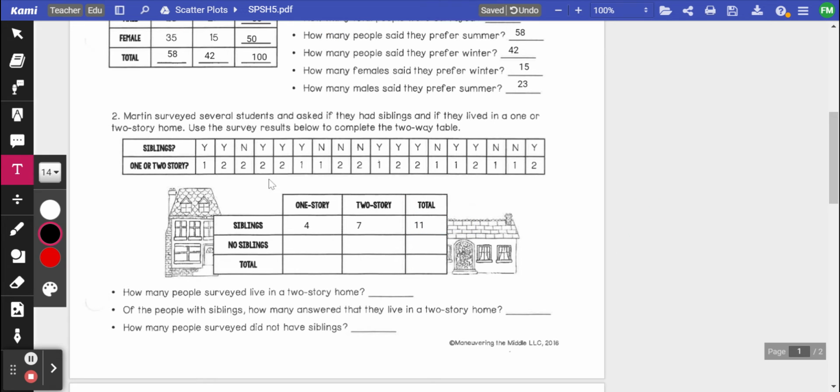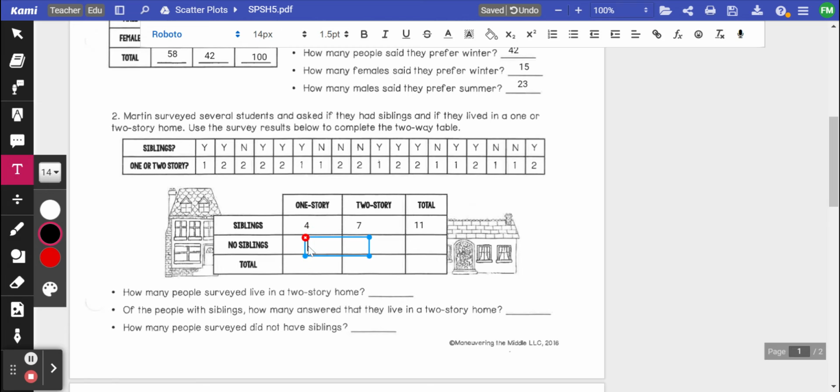No siblings. Let's look at one story. No, 1, 2, 3, 4. And let's see, no on a 2-story: 1, 2, 3.